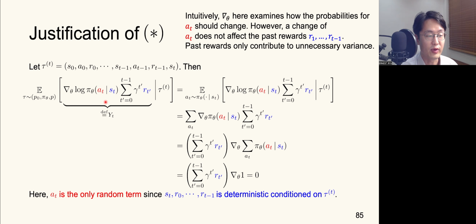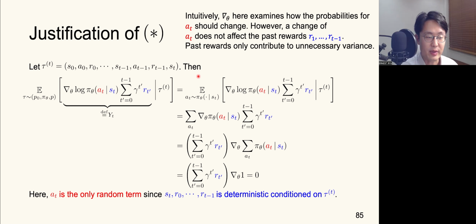The only random variable that is not deterministic is AT, because we condition on ST and then the action AT will be chosen in accordance to policy pi theta. So that leads to this writing. The only randomness remaining is AT, and it will be sampled according to the policy pi theta.